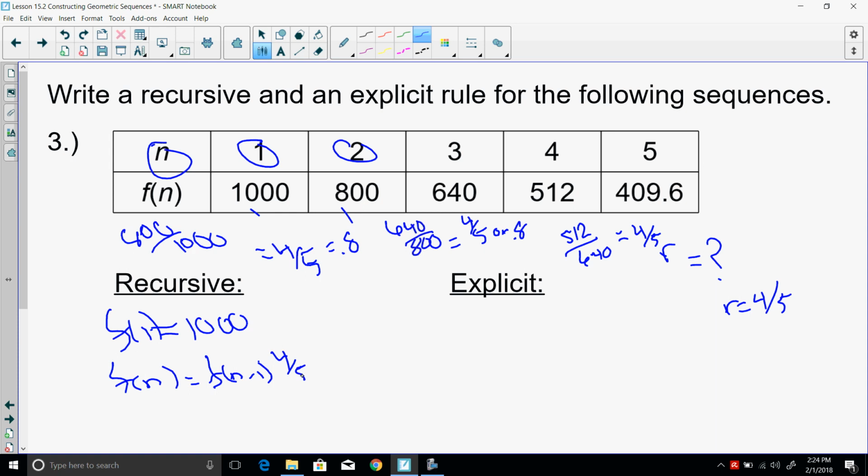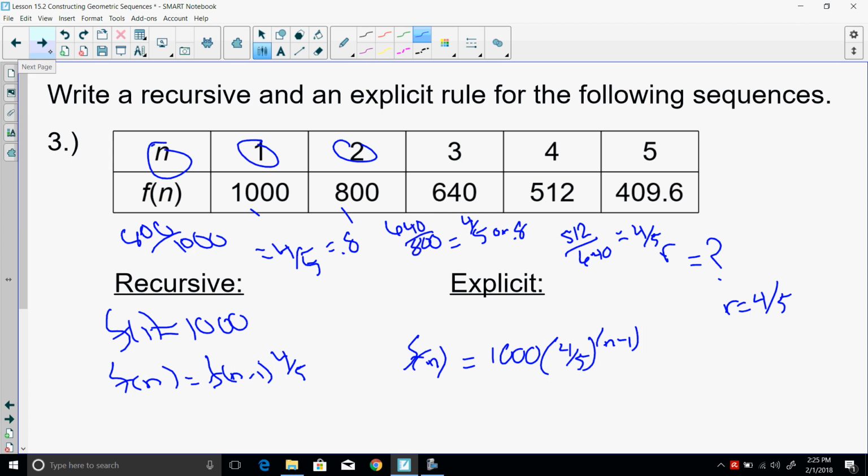All right. My explicit rule will be f of n is equal to the first term, 1,000, times the common ratio of 4/5, or again, you can put 0.8, to the n minus 1. That doesn't necessarily have to be in parentheses. It's the only calculation being done there.